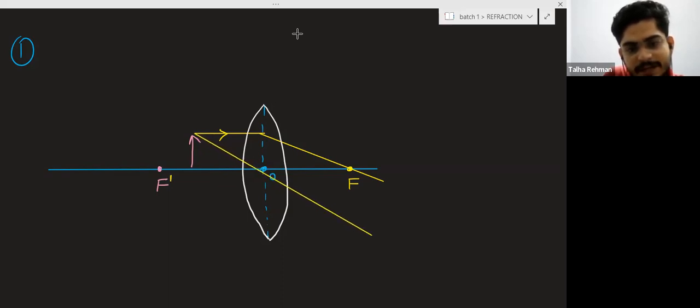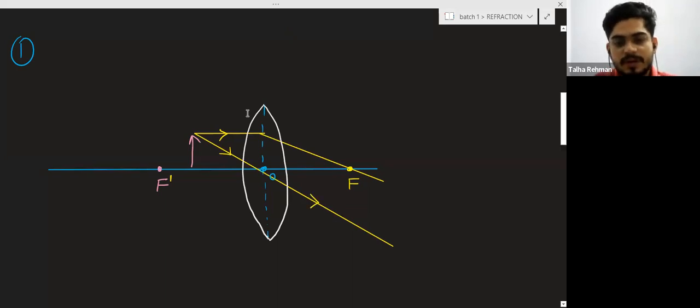Will be like that. It is passing from the optical center, and we already know if a ray is passes from the optical center, it will not bend. Okay, just listen again.